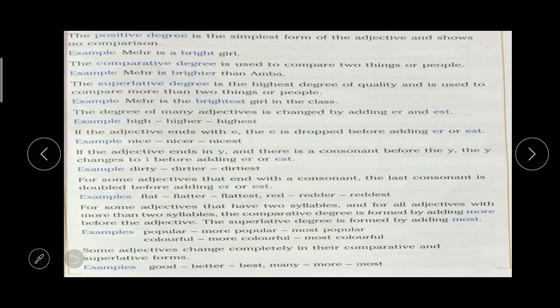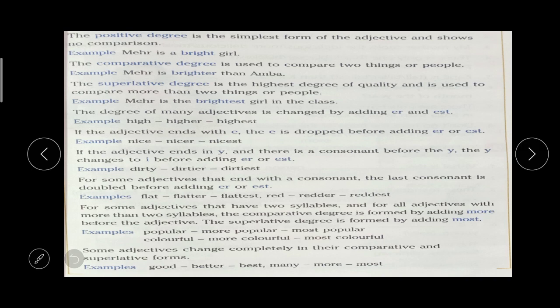For some adjectives with more than two syllables, the comparative degree is formed by adding "more" before the adjective, and the superlative by adding "most" before the superlative degree, like popular, more popular, most popular, colorful, more colorful, most colorful. And some adjectives change their complete form in the comparative and superlative forms, like good, better, best; many, more, most, etc. So read this page, that is page number 75, to understand these degrees of comparison more fruitfully.